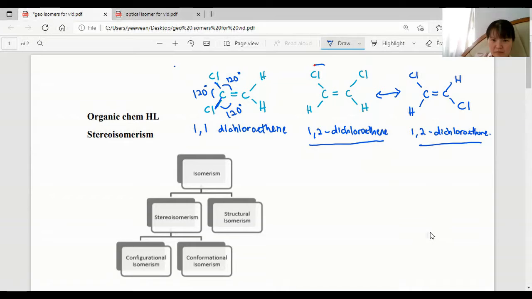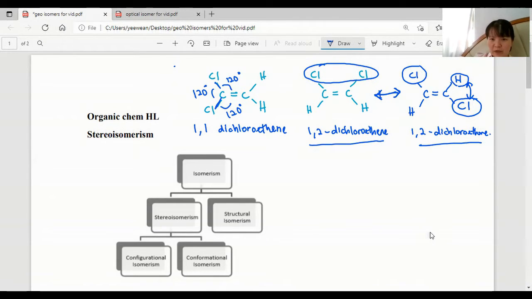One of them is on the same side of this double bond, and the other one is on the opposite side of the double bond, and they can't interchange. Like this chloro cannot just spontaneously change and go to the position of this H. So they're not each other.